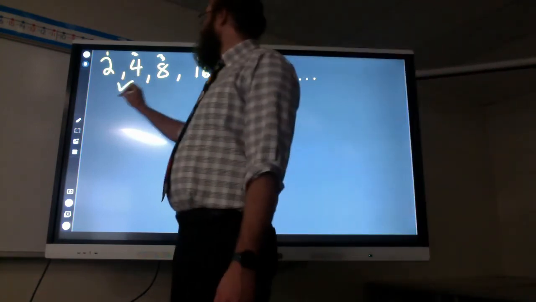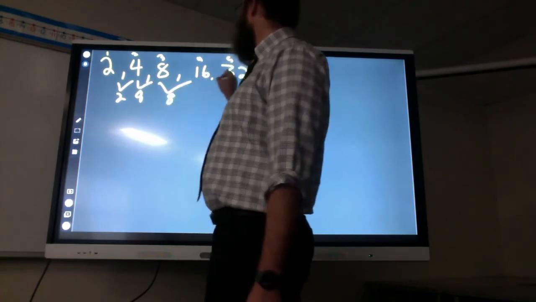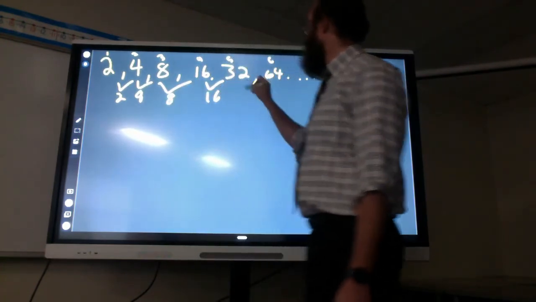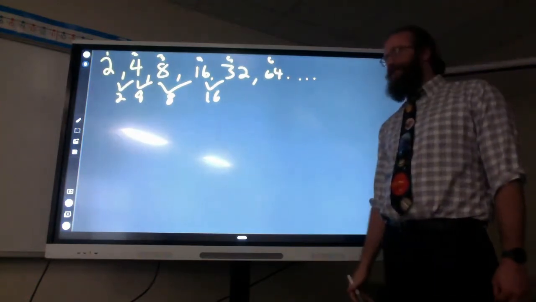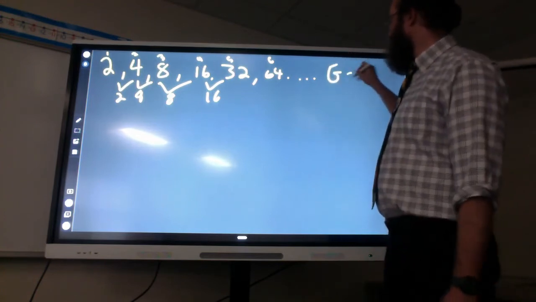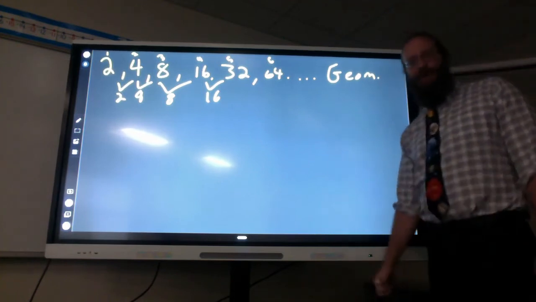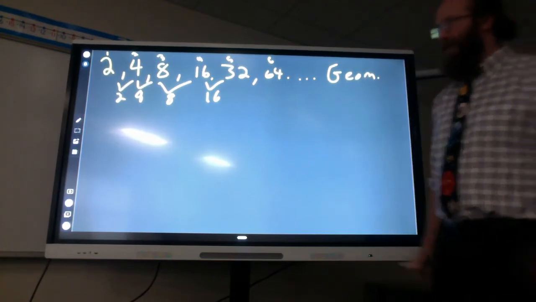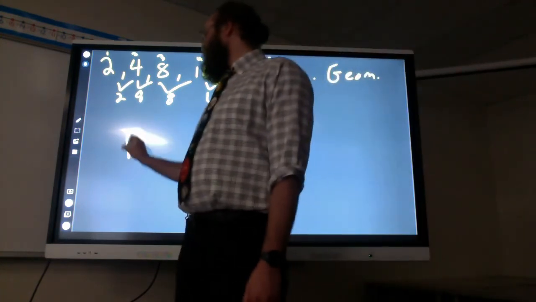In this case, we got 2, then we got 4, then we got 8, 16, etc. So we can see that it's not going up by the same amount every time. So this is considered a geometric sequence. It's going to look like a parabola, and it's not going to be as easy to do. First off, let's write our recursive equation. It's always going to look the same.